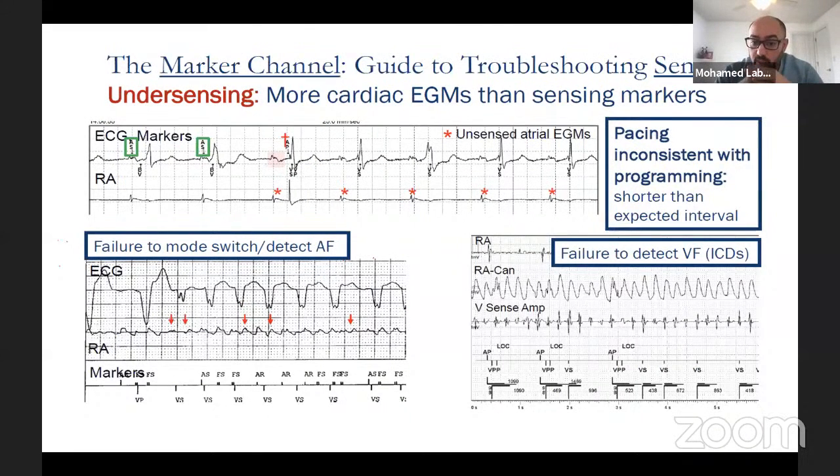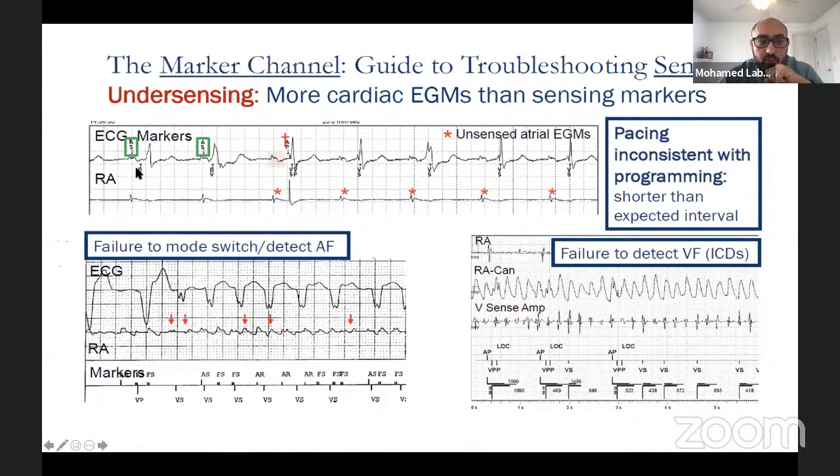This is very common and it's very important. So if you have a device that's under sensing, so we talked about over sensing. Now you have a device that's under sensing. So how do you troubleshoot that, or how do you recognize that?